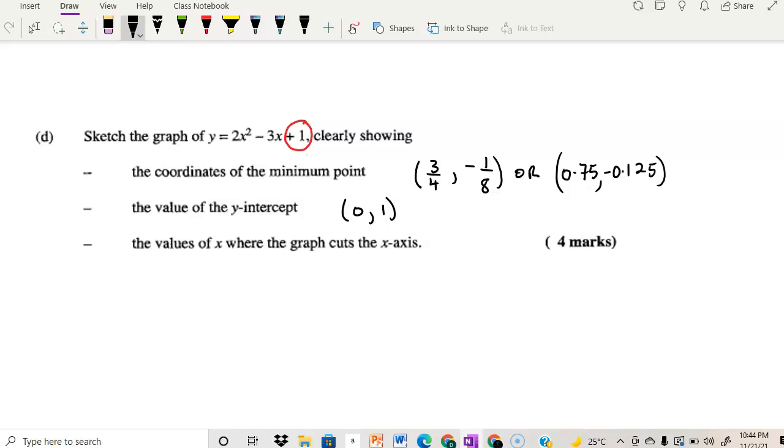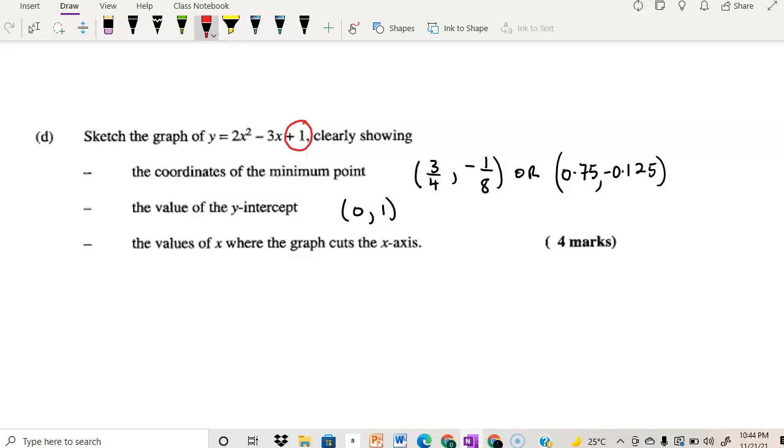Number 3, our x-intercept, guys. Already we wrote the equation in the completing the square form, so we're going to use that to solve for the values of x. Of course, you could also use factorization or the quadratic formula. All right, so let's go.